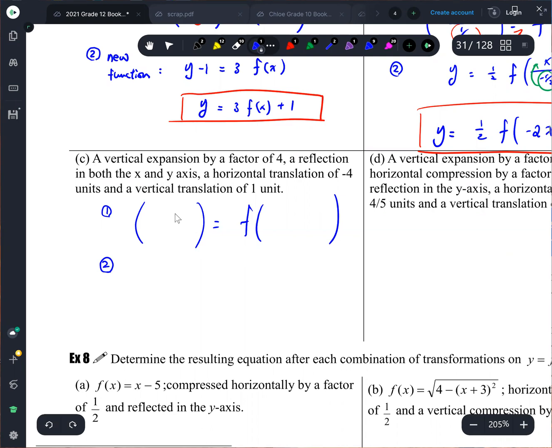Okay, so this time we have translation, right? We have reflection, quite a lot of stuff here now. Vertical expand, we got reflection, we got translation, right?